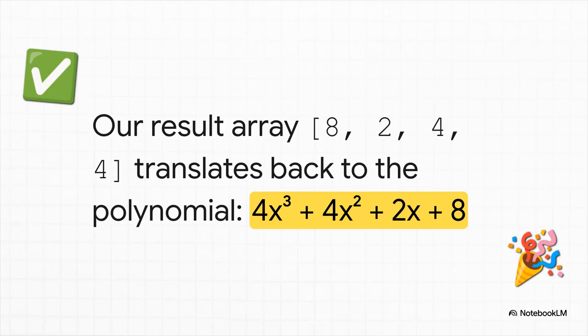Now, we just take that result array, 8244, and translate it back into math. The value 4 at index 3, that's our 4x cubed. The 4 at index 2, that's 4x squared. The 2 at index 1 is our 2x, and that 8 at index 0, that's our constant. It's simple, it's clean, and for a computer, it's incredibly fast.